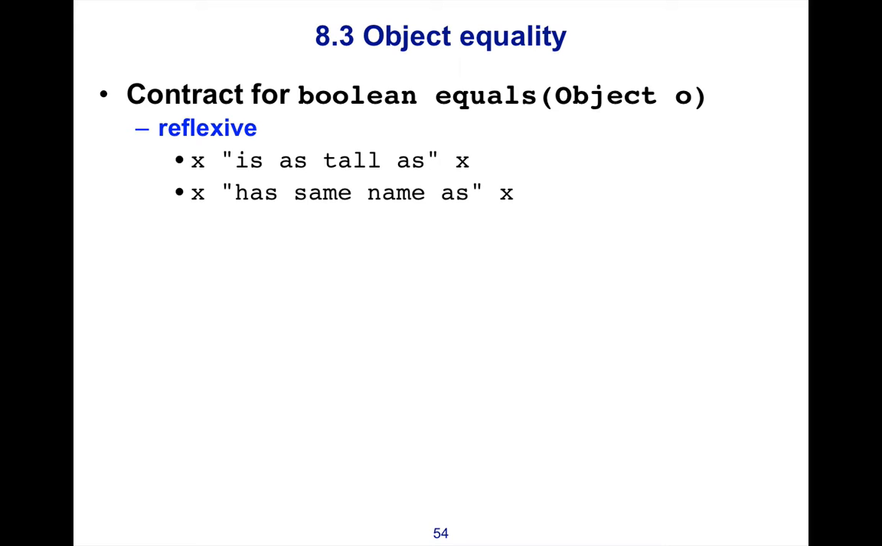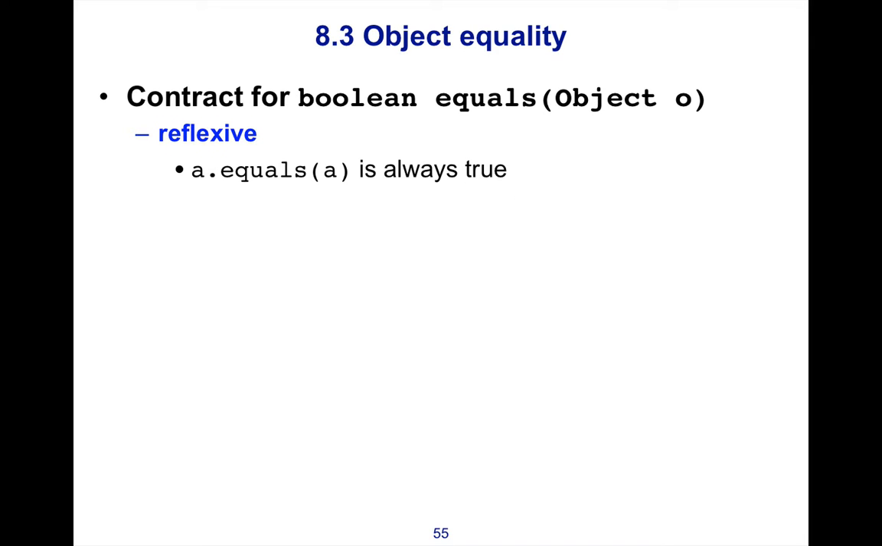This is called the reflexive property. So for example, x is always as tall as x. X has the same name as x. These relations are reflexive because they hold from x to itself. And we want A dot equals A to always be true. If I ask whether A equals itself, the answer should always be yes.